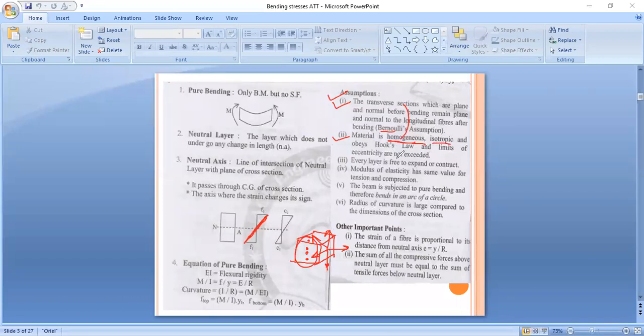Then second, it obeys Hooke's law. Hooke's law means this assumption is valid up to the limit of proportionality. And also the next assumption is limits of eccentricity are not exceeded. So these limits are not exceeded. So please remember, homogeneous means properties are the same at any point, and isotropic means properties are the same in any direction. Okay. Then next, the third assumption.